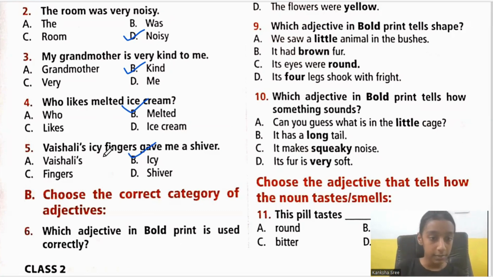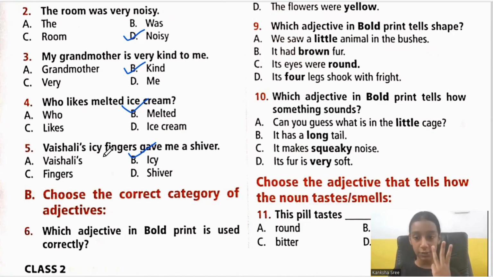Next, B bit. Choose the correct category of adjectives. Here, I want to tell you about something, children. Let's learn a bit and then solve the exercises very quickly. Here we have 3 degrees of comparison in English grammar. Generally, you know what a comparison is. Comparison is where you put both the things and you try to tally between the both. You compare 2 things, you compare 2 people. So comparison is where you test a person's quality against others.